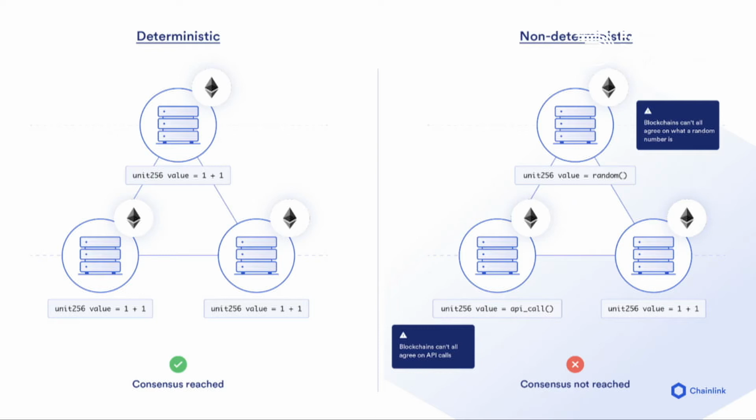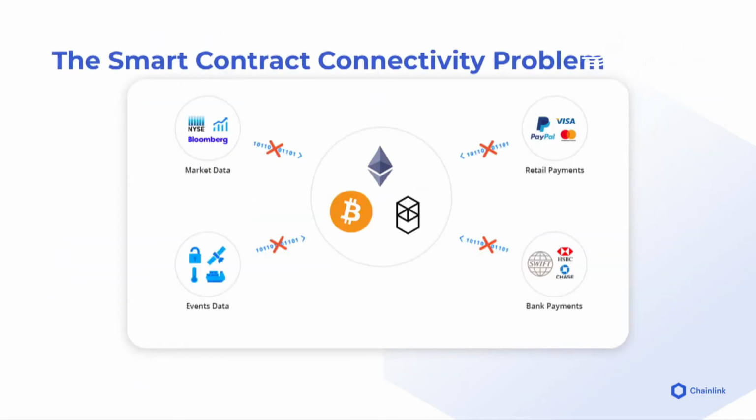There's also API calls, right? If you need to access something from the external world, how can you trust that the result that you're going to get back from that API is going to be the same or truthful from all of the different nodes that are making those API calls? And so this really creates a smart contract connectivity problem where we've got all these really great data sets out there from market data, events data, payments, bank systems. There's so much data in the world that empowers and builds the software world that we rely on every day that aren't available on blockchains natively.